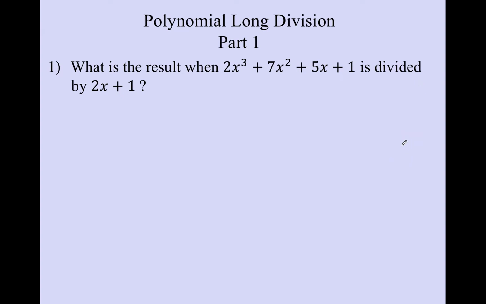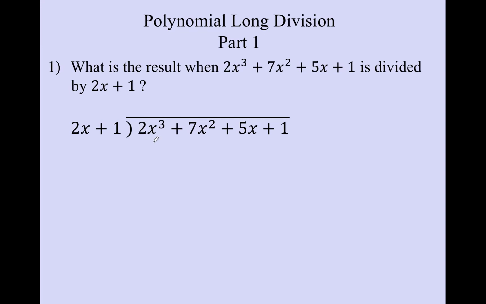I'm going to do something very similar here. Okay, so what's our result when we divide that polynomial by 2x plus 1? Okay, so here's what you're going to do. You're going to take the first term here, 2x cubed, divided by 2x. That answer is going to be x squared. We're going to put x squared over the x squared position.